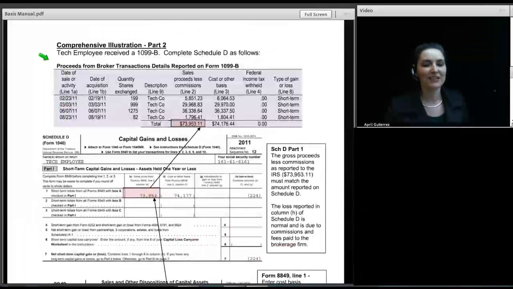Okay, comprehensive illustration, part 2. So we've just gone through and talked about all of the transactions that occurred. There were 2 separate ESPP purchases and sales, and there were 2 separate NQO purchases and sales. And because they were sold, they're going to be reported on a 1099-B, aren't they? Now, earlier in class, I showed you the government's standardized format for 1099-B, but do we ever have a client come in with a 1099-B that looks like that?